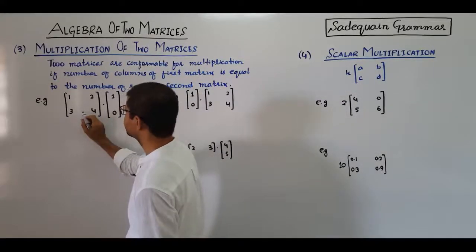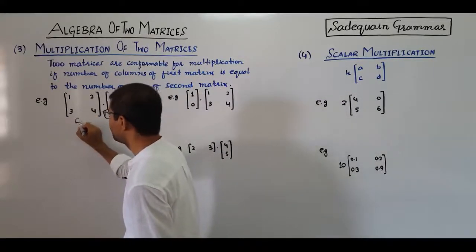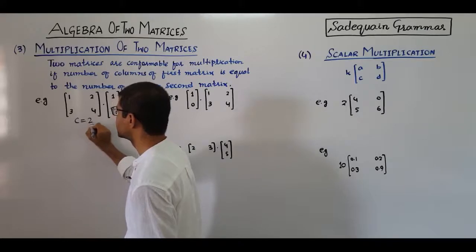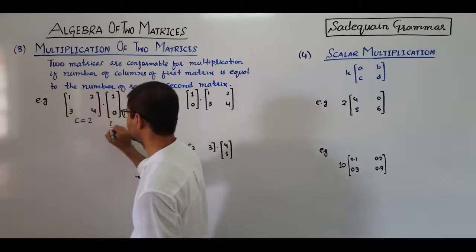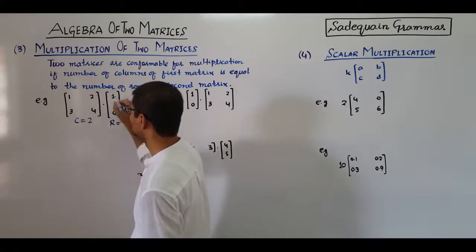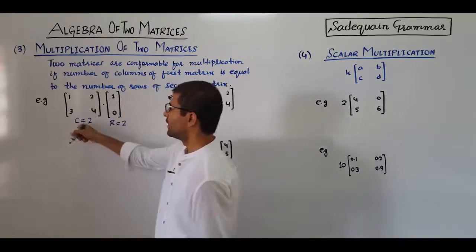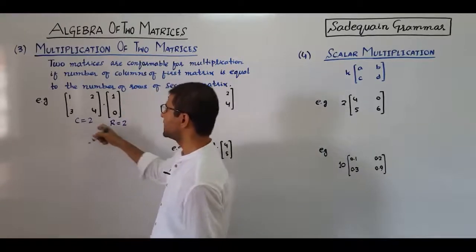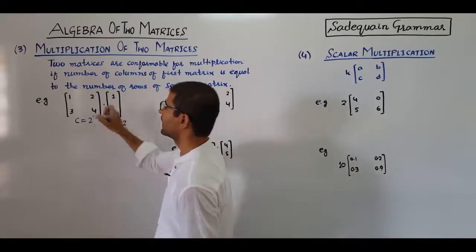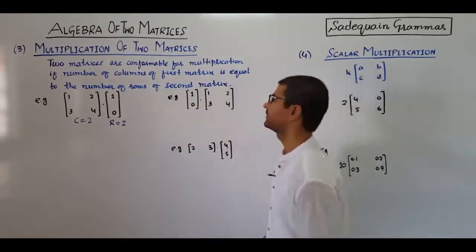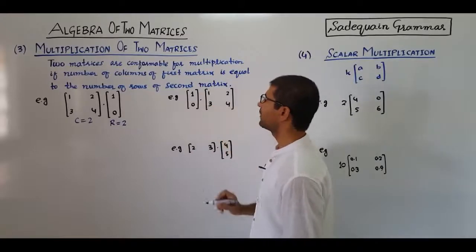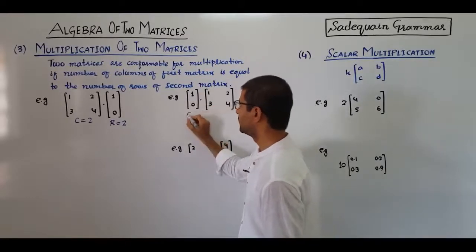In this matrix, we have two columns, two vertical lines, and in this matrix we have two horizontal lines, two rows. So the number of columns of the first matrix is equal to the number of rows of the second matrix. We can multiply. Multiplication is possible. Can we multiply or not? For this we have a rule.